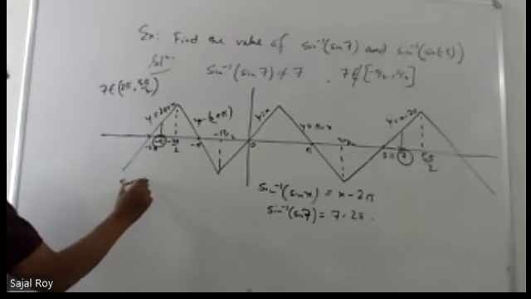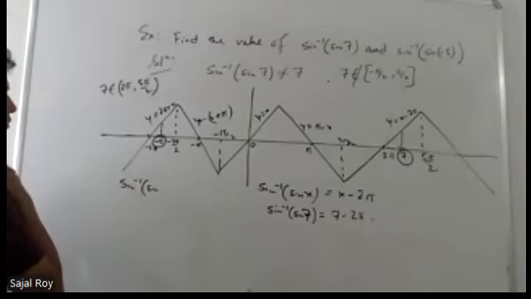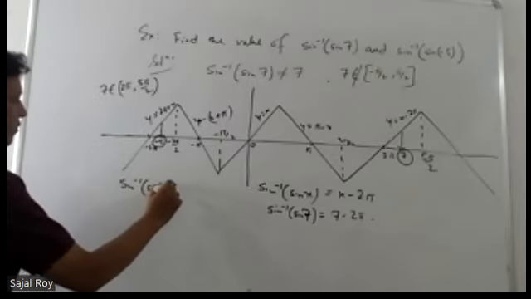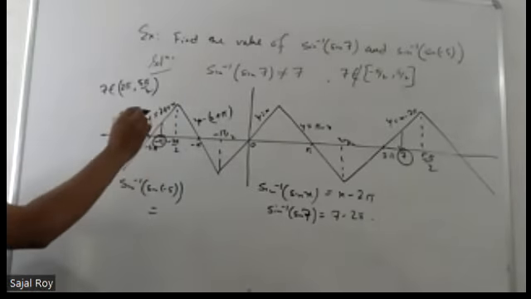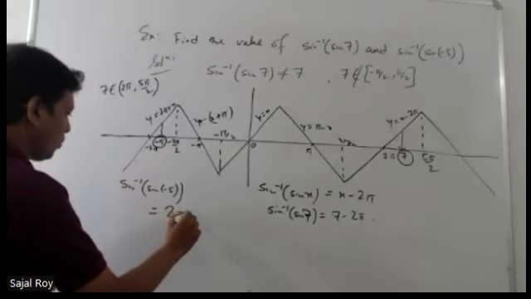So sine inverse sine of minus 5, that is equal to, you have to consider this one, 2 pi plus x. So it's going to be 2 pi minus 5.